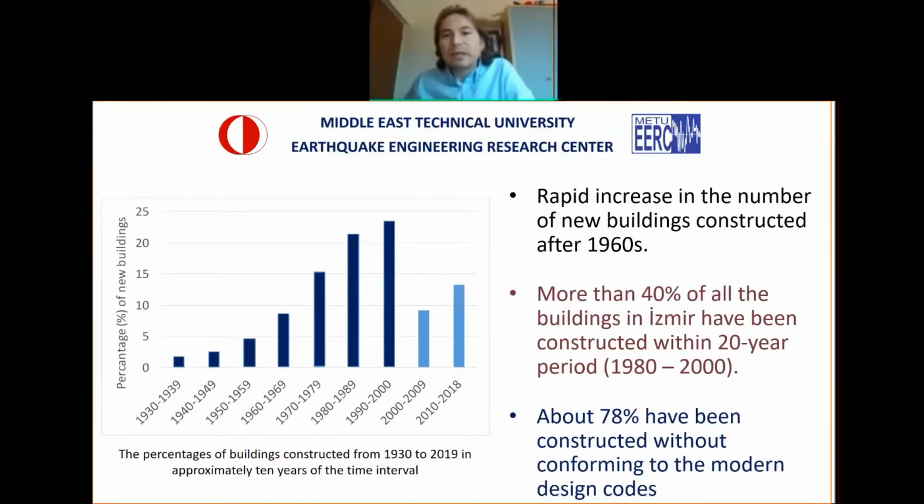This is the empty half of the glass. We can also focus on the other half of the glass. So actually, more than 20% of the building stock in Izmir is expected to satisfy the earthquake-resistant design characteristics.